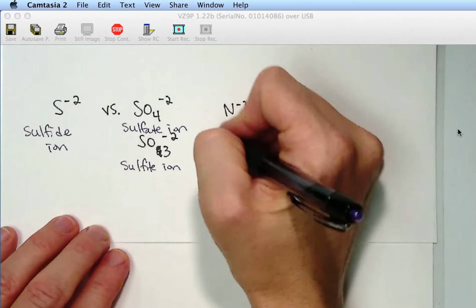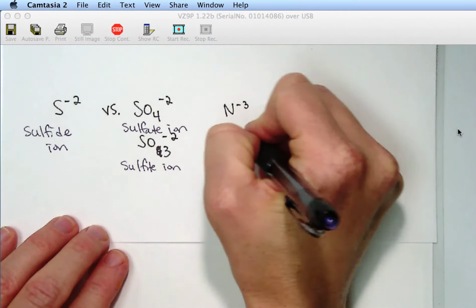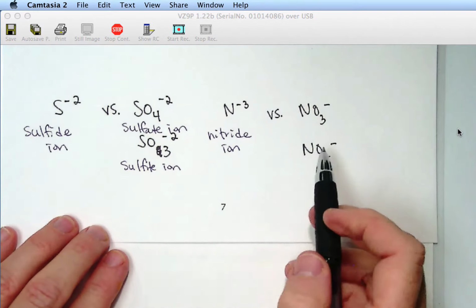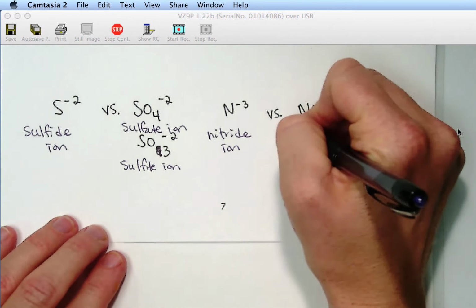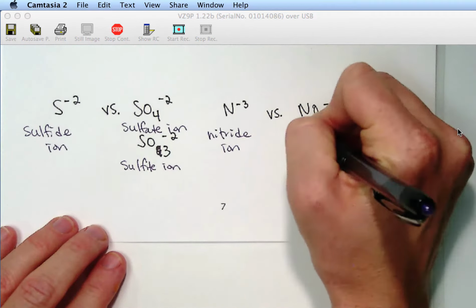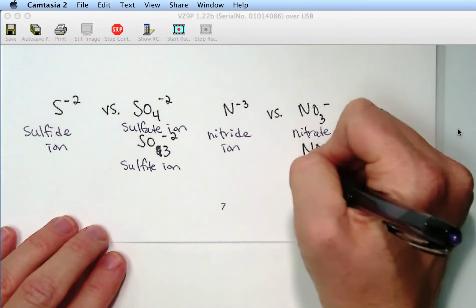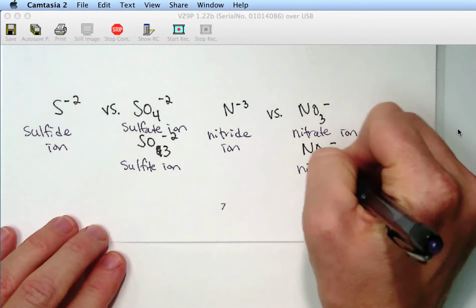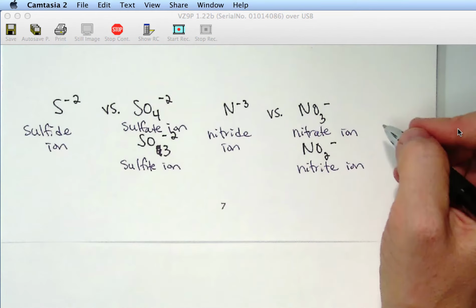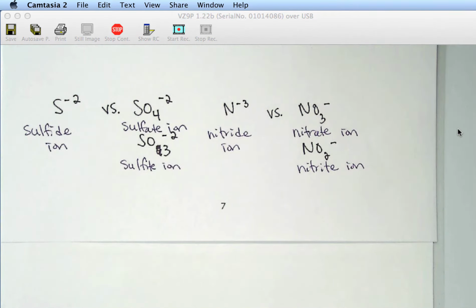Okay, nitride ion is commonly confused with nitrate ion and nitrite ion. So you remember I was talking about making little quizzes for yourself? You can list these ions and ask yourself to name them, and make sure you're very specific.